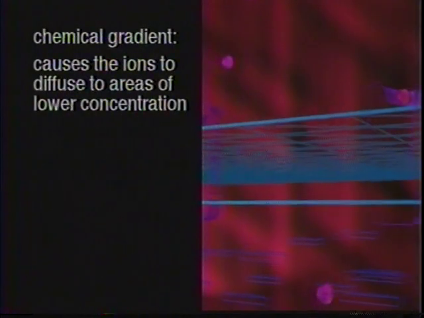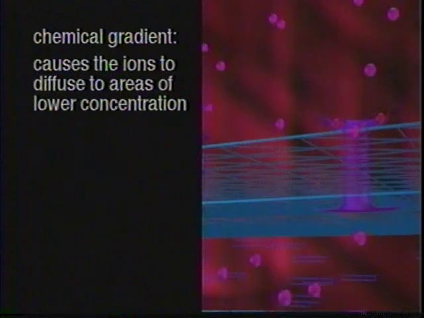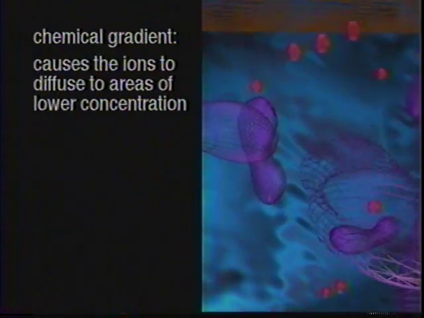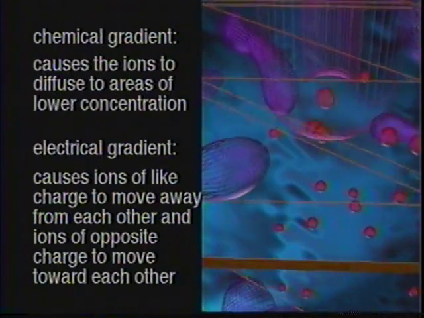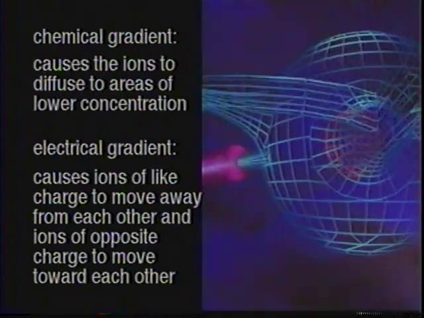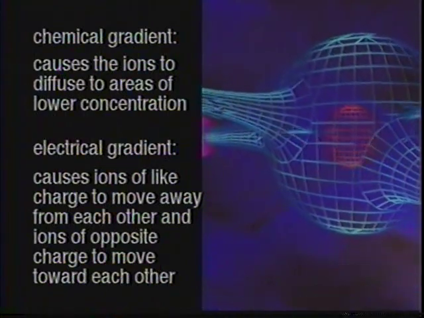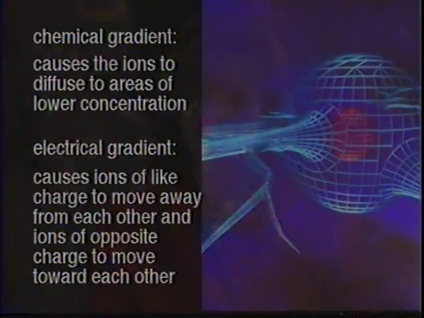Both sodium and potassium ions, however, can pass through leak channels in response to the passive force of gradients. There are 2 gradients that exist across the membrane. A chemical gradient that causes the ions to diffuse to areas of lower concentration, and an electrical gradient, which causes ions of like charge to move away from each other, and ions of opposite charge to move towards each other. Let's first look at how these forces affect the movement of potassium.